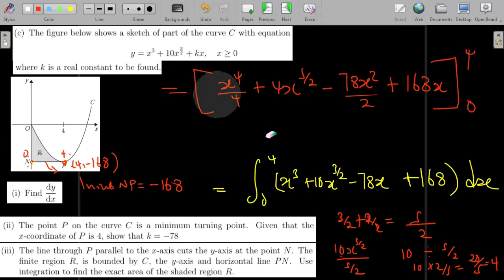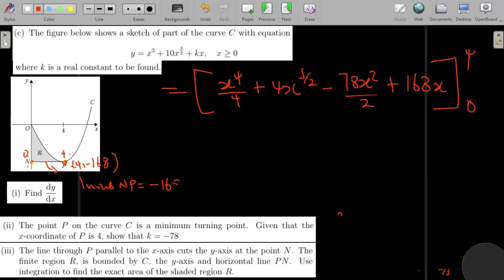And then the limits are 0 to 4. Okay, so we see that one of the limits is 0. If one of the limits is 0 here, wherever there's x, if I put 0, I'm just going to get 0. So we're not going to count the one for 0. We're just going to substitute 4.